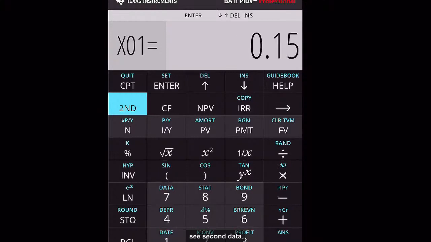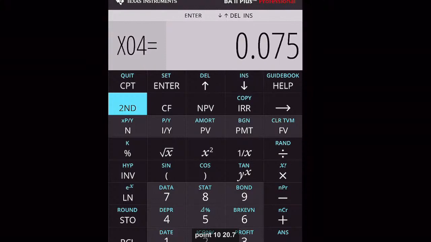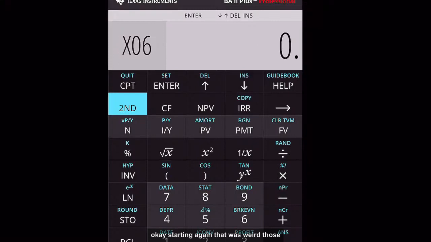Let's go see. Second data, 0.15 and 0.3. Oh, that's why. 0.3. Yeah, that was weird. And then 0.09, 0.18, 0.10, 0.20, 0.075, 0.15. Okay, starting again. Those numbers look familiar, but I messed up the y's. That's when I started seeing the problem. Okay, so second stat, one more time. Yes, that's right, Paula, I had a typo on my y's.